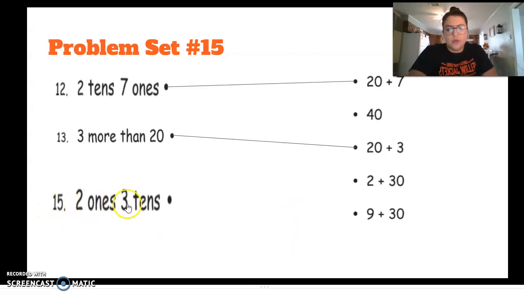Now moving on, we have 2 ones and 3 tens. Well, 3 tens, because our tens place always comes first. We don't say 2 and 30. We say 32, right? So 3 tens is worth 30, and 2 ones is worth what? 2. So we have 40. No. 9 plus 30. Well, it didn't say 9 ones. It says 2 ones. 2 plus 30. Ooh, I think that's it. Yep, that's it. Okay, so that just showed us how to match tens and ones to an addition sentence.